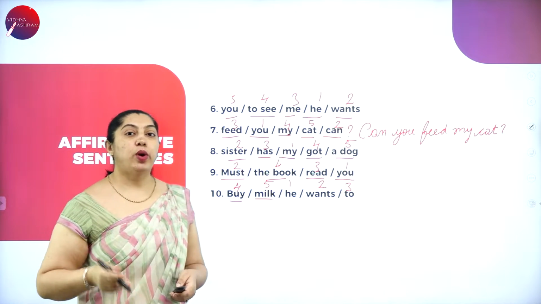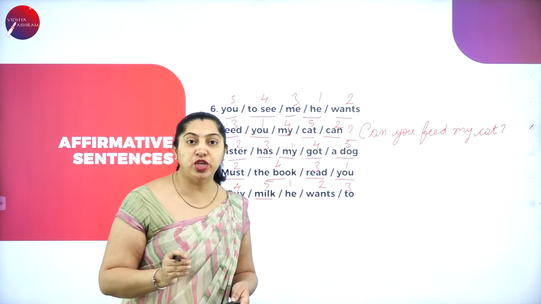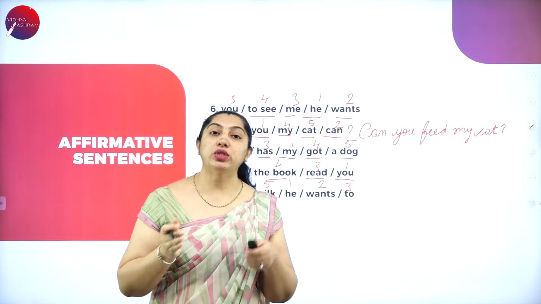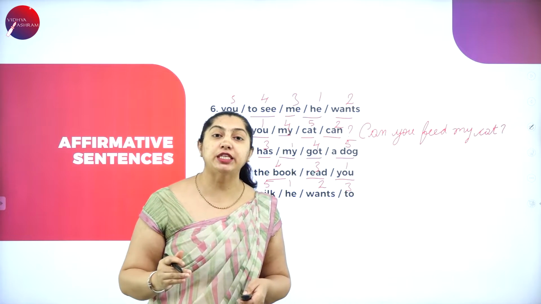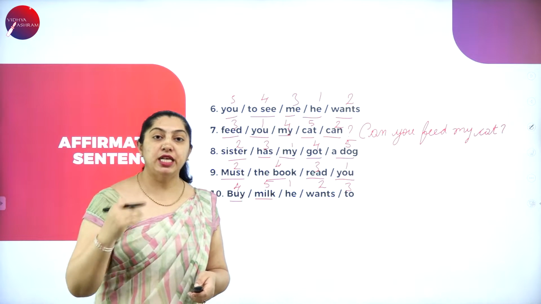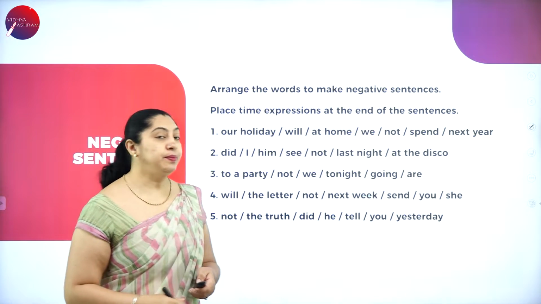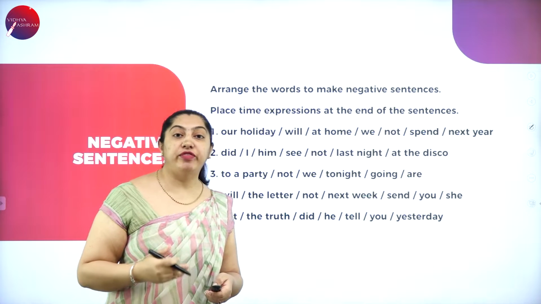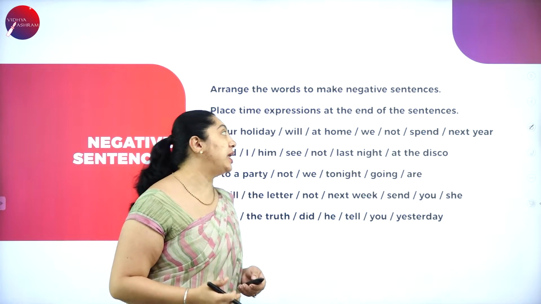In this sentence, what are you supposed to identify? First, you're supposed to identify the subject, then the verb, and then the object. Once you know the subject and the verb properly, then it is very easy for you to write the sentence or to rearrange the sentence. Moving on to the next one, negative sentence. Till now, I taught you about the affirmative, that is the positive sentence. Now it is a negative sentence.